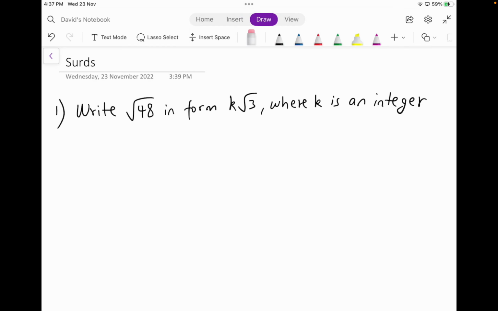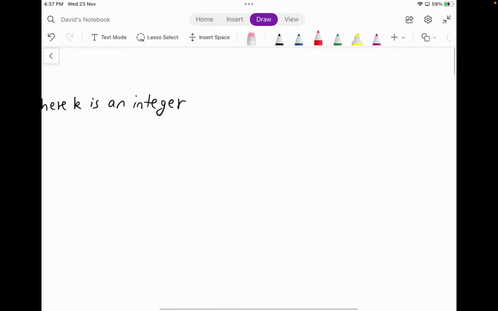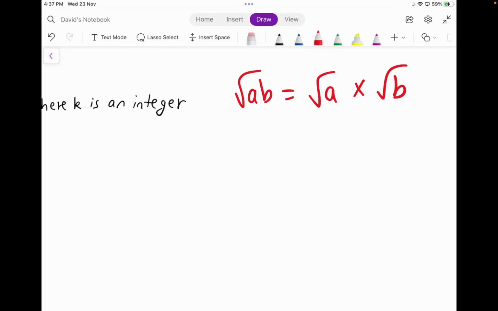And yeah, let's start with the video. Alright, so we're gonna go over the rules of Surds first. The first rule we need to understand is that the square root of a times b can be written as the square root of a times the square root of b. The other rule to remember is that the square root of a divided by b becomes square root a divided by square root b. So we can split that square root in terms of a and b on both the numerator and the denominator.